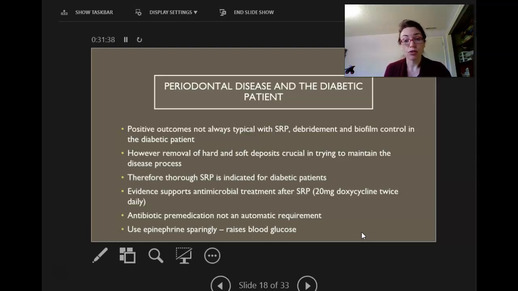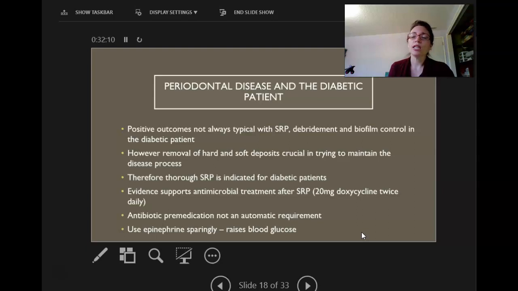So we still have to go through these processes as long as they're in a safe window that we can treat them, because hopefully it will improve their situation. SRP is indicated for diabetic patients, and evidence supports antimicrobial treatment after SRP, which would be 20 milligrams of doxycycline twice daily. And that's a very low dose of doxycycline.